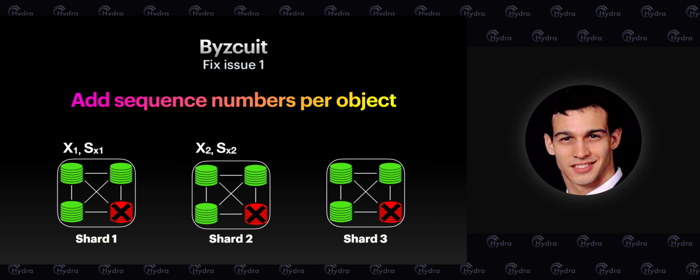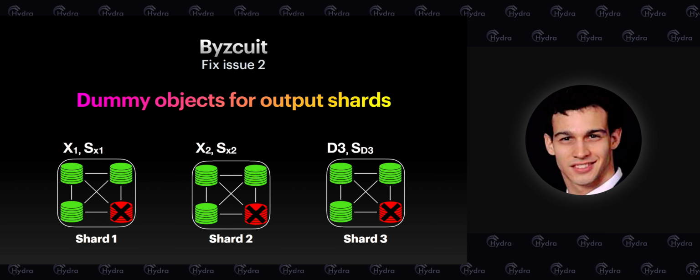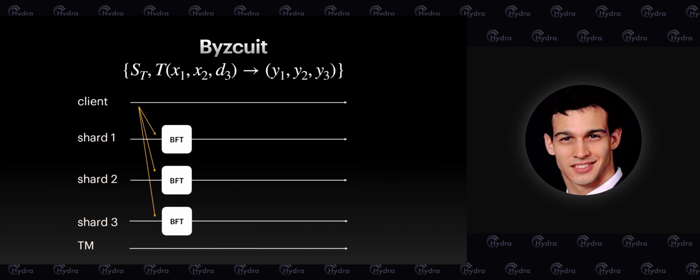So now every time we create an object, we also create a sequence number associated to the object. And then each shard, for instance, shard 3 in that case, would create a series of finite amounts of dummy objects that also come with a sequence number that they would use in whichever transaction uses them as output objects, but does not require the shard to be an input object as well. We'll see how that works in a moment.